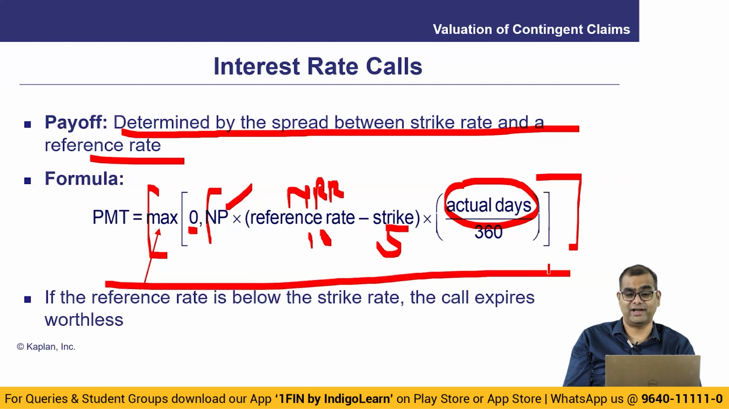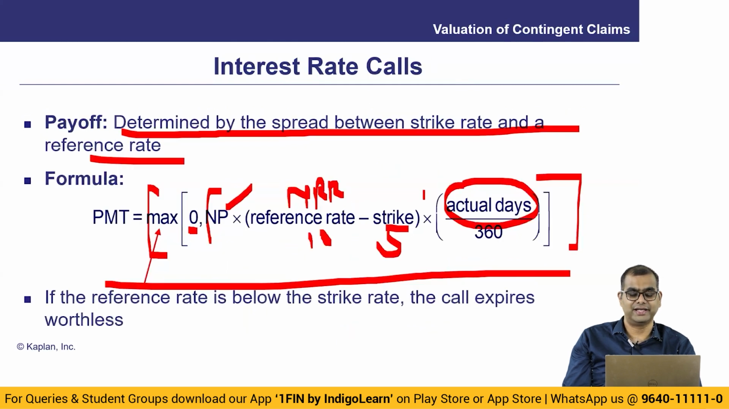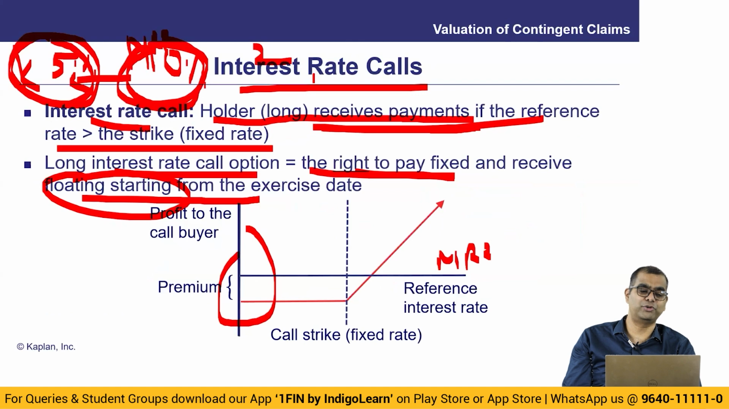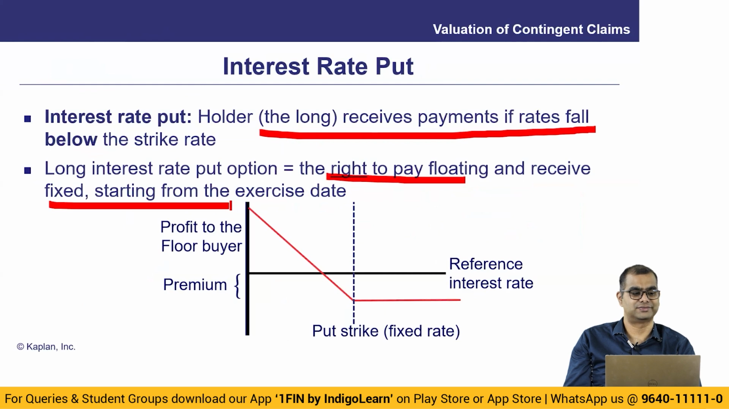This is an interest rate call. You have a right, not an obligation. Then what is an interest rate put? The opposite. The holder receives payments if the rates fall. With an interest rate call, if the rate goes up, you make money. In a put, you make money if the rates fall. You have a right to pay floating and receive fixed. So if the rates fall, you will pay a very small sum, but you will receive a very large sum.